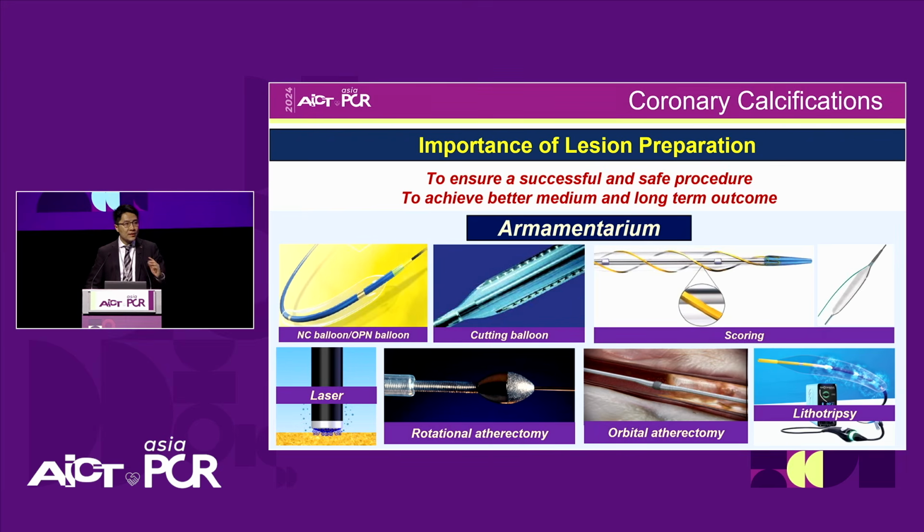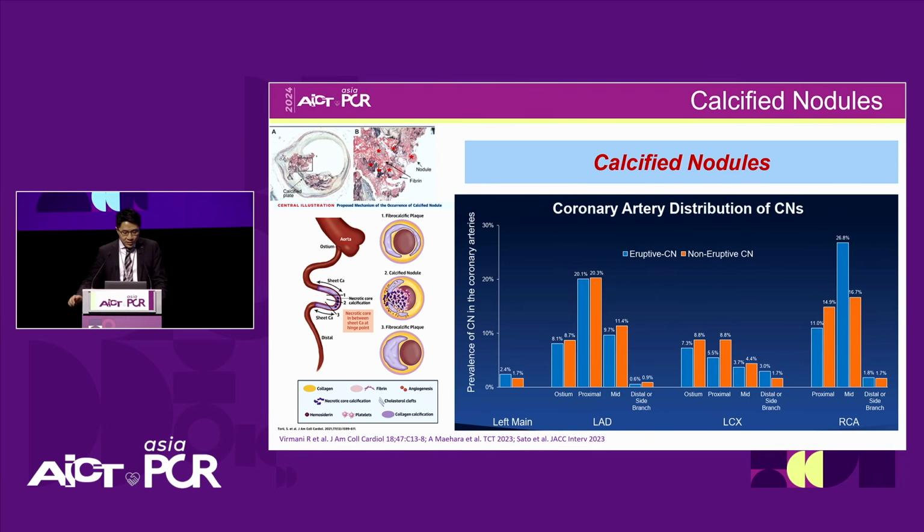Nowadays we know that lesion preparation is very important for chronic calcification. In our lab, we have different types of armamentarium, ranging from balloons to different sorts of atherectomy and laser. And obviously, a very important weapon is IVL, the lithotripsy. So today my topic is mainly calcified nodules.